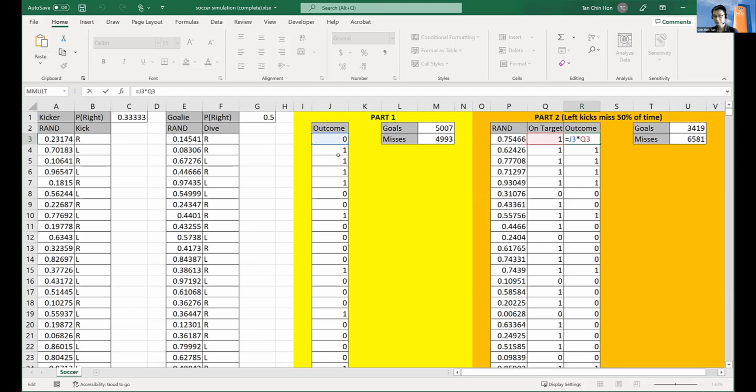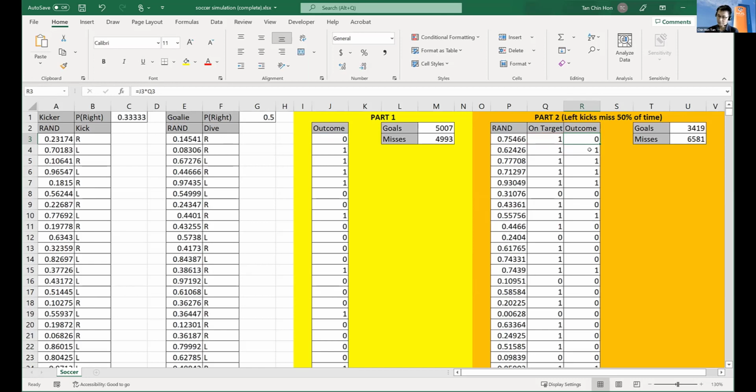If the direction were different, then it would have been a 1. And at the same time, for the goal to actually occur, they have to choose different directions and the ball would actually have to be on target. And so that's why this multiplied by this will decide whether it was a goal or a miss.